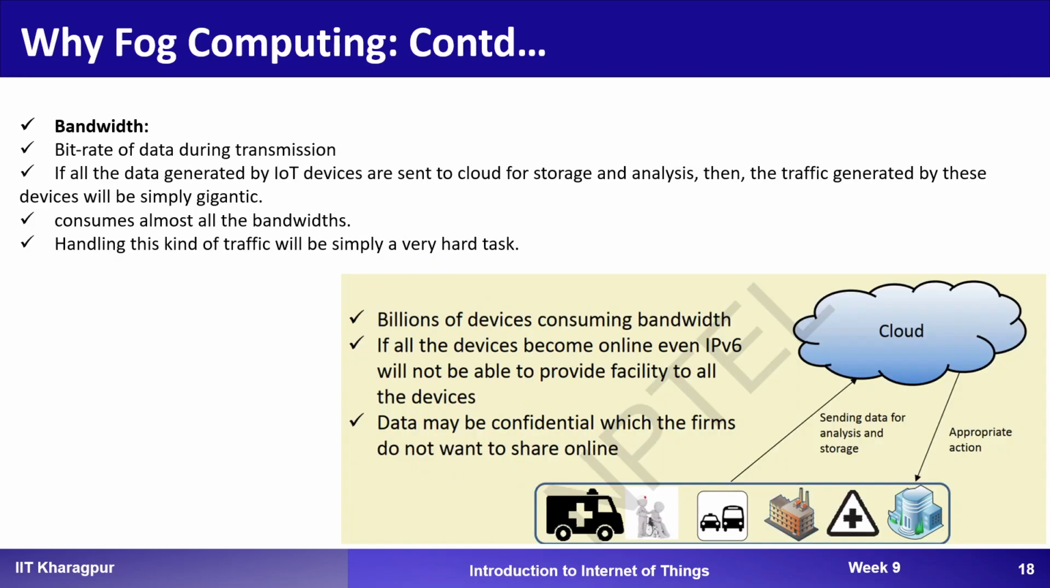Now the bandwidth. In order to send the data from the cloud to the end devices and from the end devices to the cloud, the requirement of bandwidth is large. However, in case of fog computing, which is near your end devices, the requirement of bandwidth will decrease.